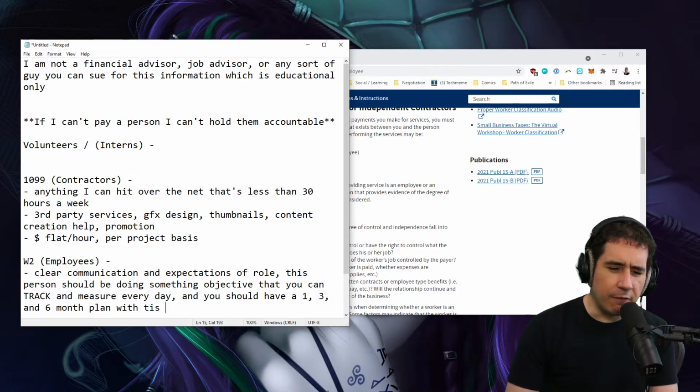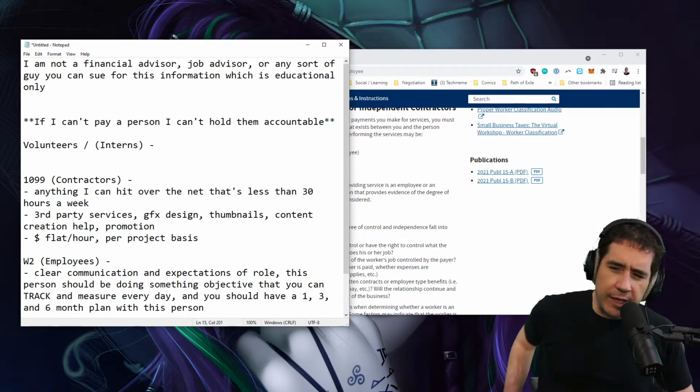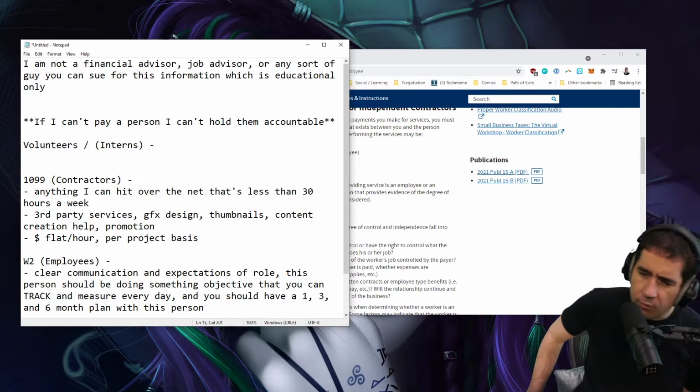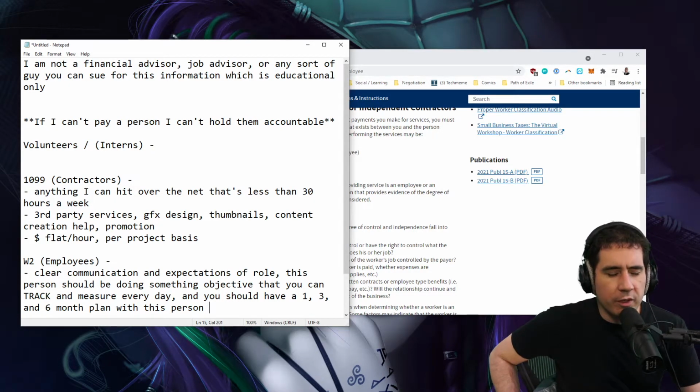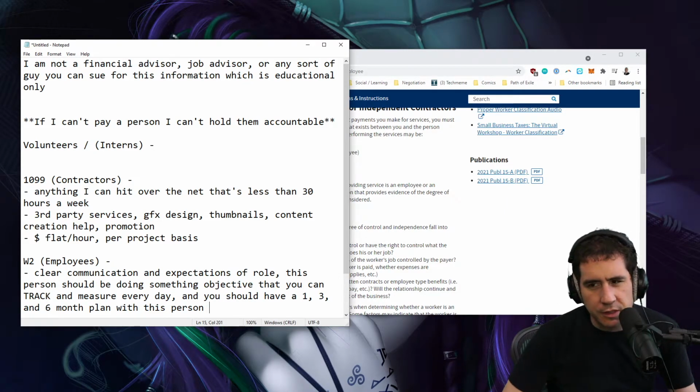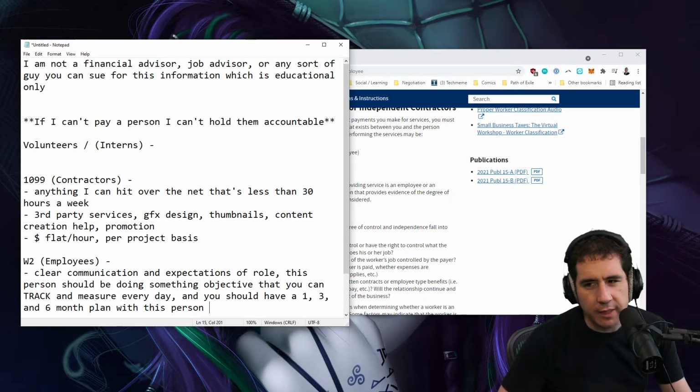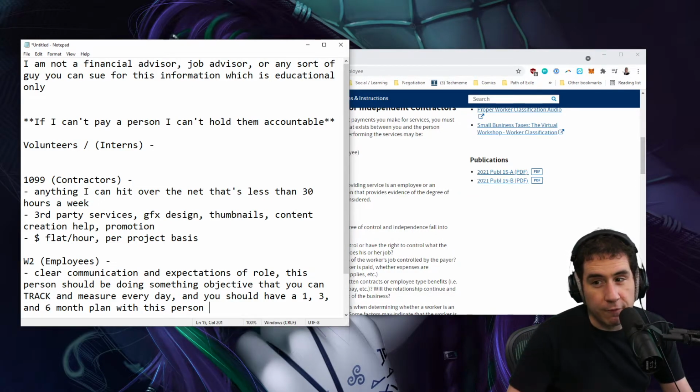I say with and not for. Important, right? Important connecting word. Because if you have a 1, 3, or 6 month plan for this person, this implies that this person is your staff or someone that works for you. I don't like that terminology, and I don't view any of my staff relationships like that. I think that we work together, or I work for them. And I'm not just saying that as a woke Silicon Valley CEO. I'm saying that in a literal sense, that I am in service to that person.